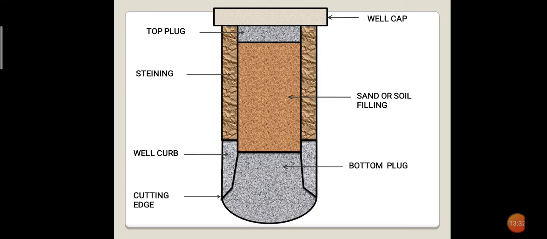At the same time, well steining, it is the main body of the well. It acts as a coffer dam during sinking, and also it provides the main resisting capability of the load. Then bottom plug, the main function of which is to transfer the load from the steining to the soil below. It has an arch shape to increase the surface area. Only because of increasing the surface area are we making the shape an arch.